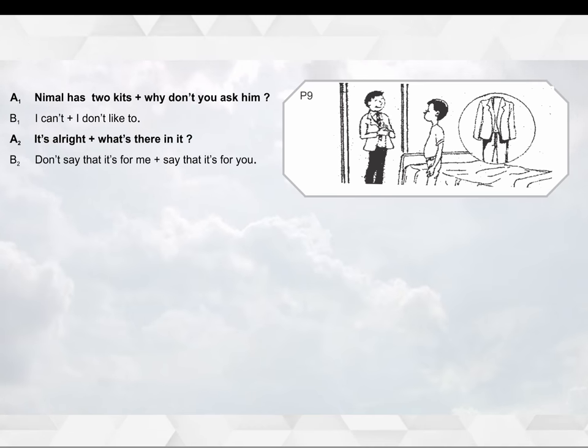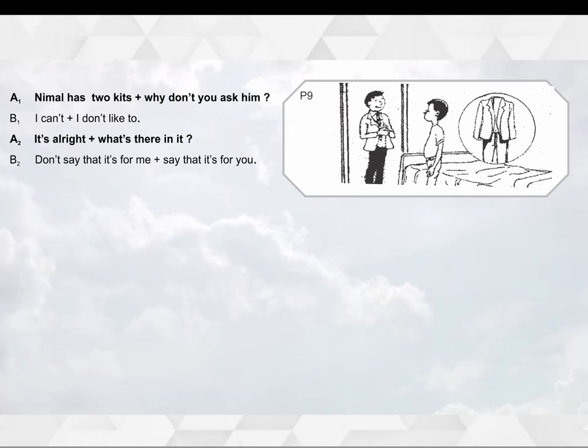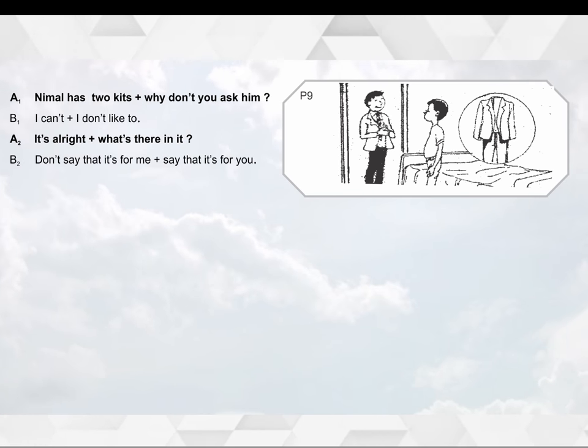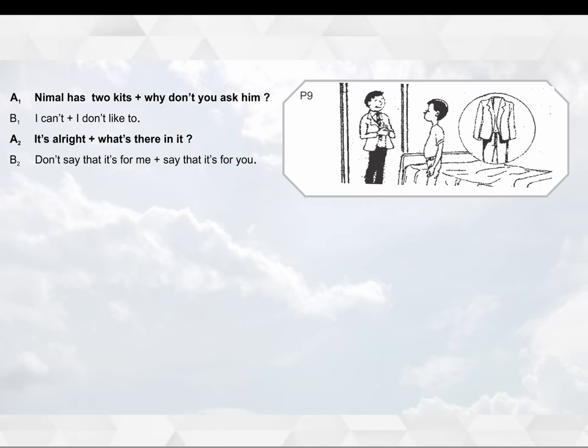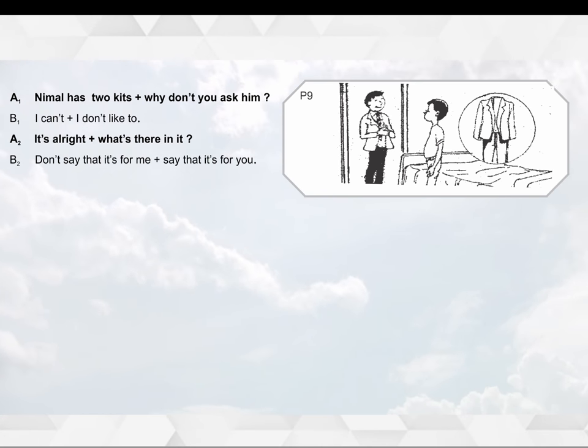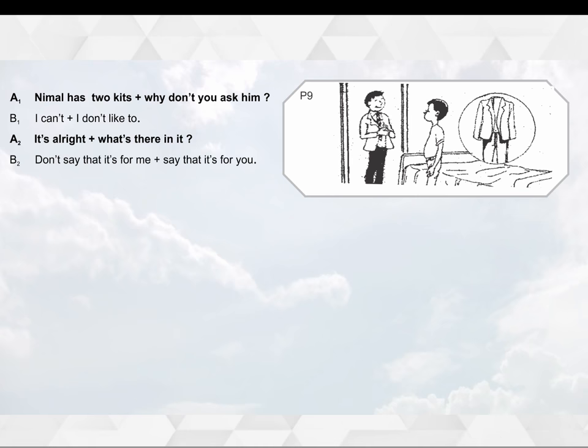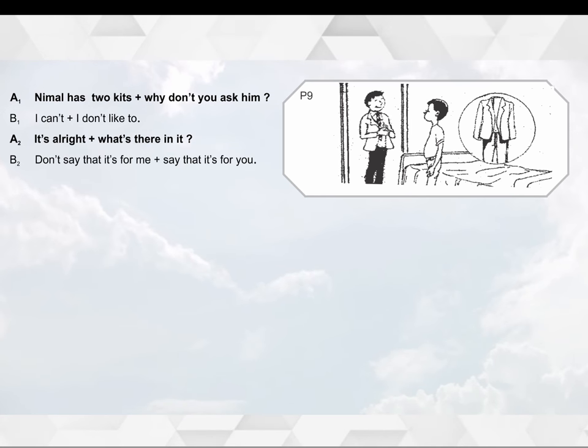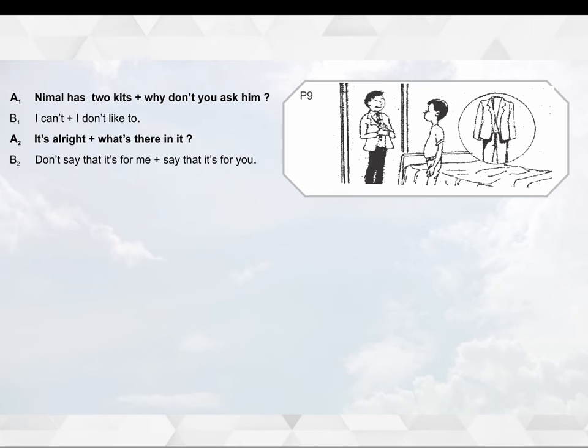Dialogue 9, Picture 9. Nimal has two kids. Why don't you ask him? I can't. I don't like to. It's all right. What's there in it? Don't say that it's for me. Say that it's for you.